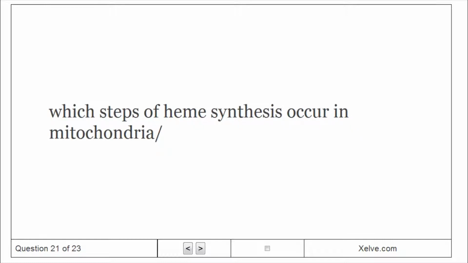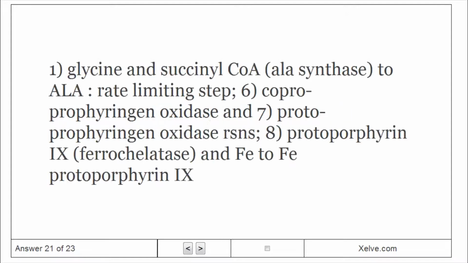Which steps of heme synthesis occur in mitochondria? One, glycine and succinyl-CoA to delta-ALA, the rate-limiting step. Six, coproporphyrinogen oxidase, and seven, protoporphyrinogen oxidase. Eight, protoporphyrin 9 and ferrochelatase, with iron, forms heme.